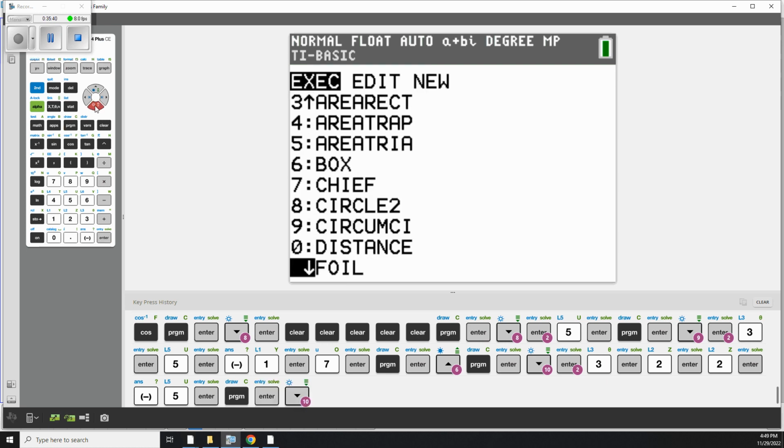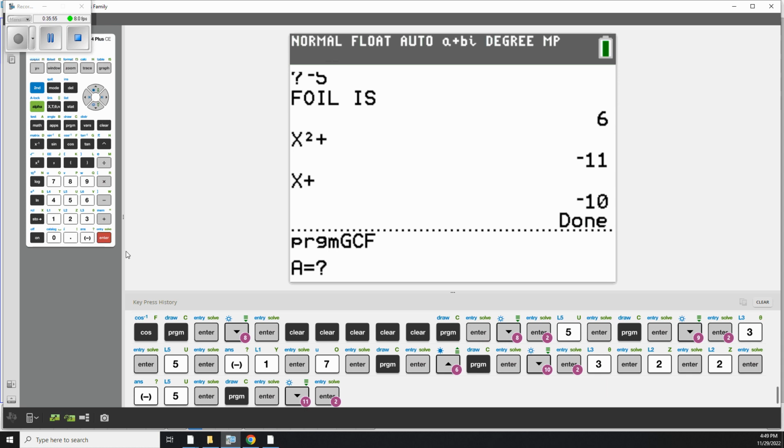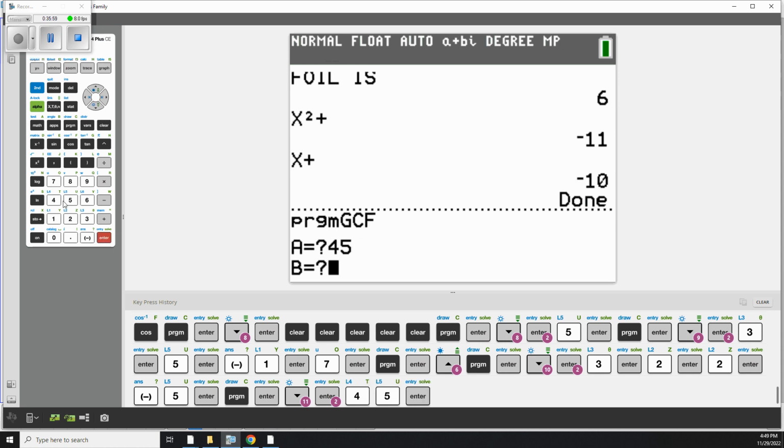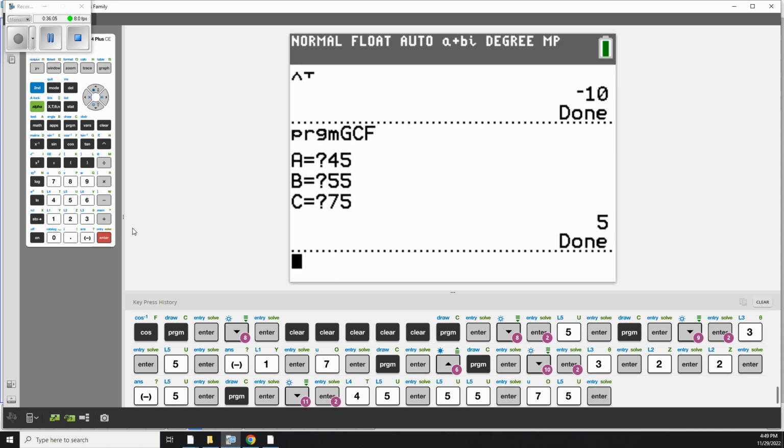What comes after foil? GCF. What does GCF stand for, math students? Greatest common factor. If you take 3 numbers, it'll do it for you. Let's do 45, 55, and 75. Greatest common factor is?